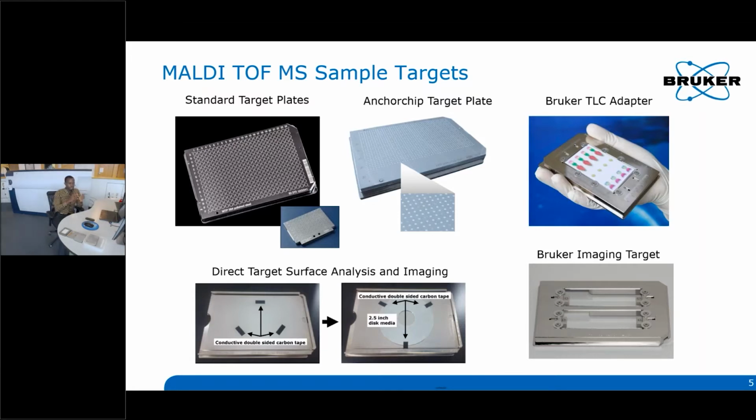And you could just tape it on there using conductive double-sided carbon tape and be able to image the whole plate. Or even better, if you want to check what the chemical composition of that surface sample is at a certain area, you could also pinpoint to that and just analyze that area without any modification or using any types of solvents to change the chemical composition beforehand.